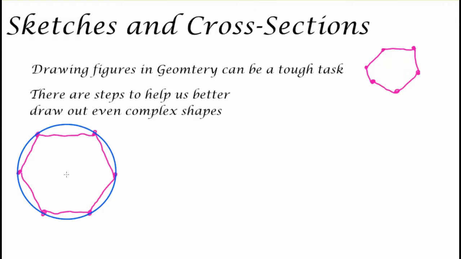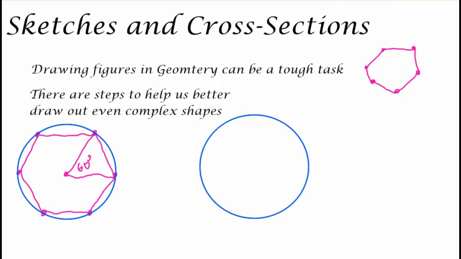Now, to ensure those points are evenly spaced, we know that with a circle we start with a center, and that center can connect to all those points with equal radii, and those radii make an angle of 60. Between all of those points, there will be 60 degrees.